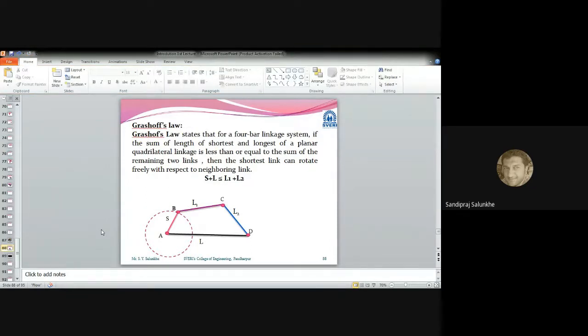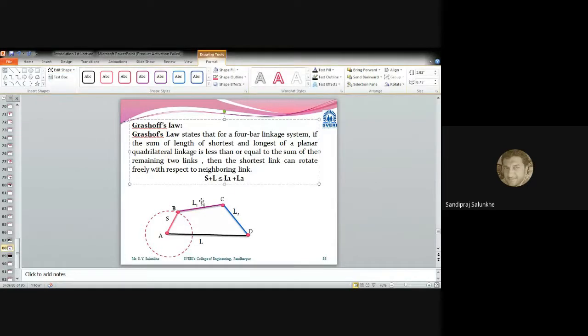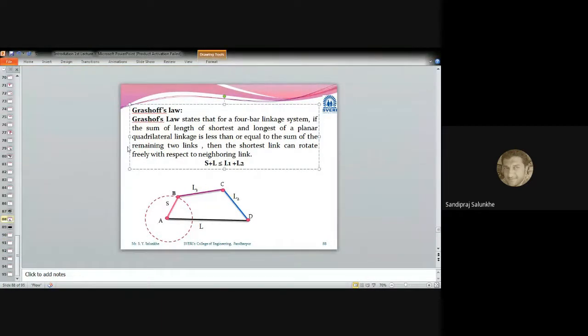Now this AB link will rotate only when this law gets fulfilled. Getting? That is called Grashof's law.